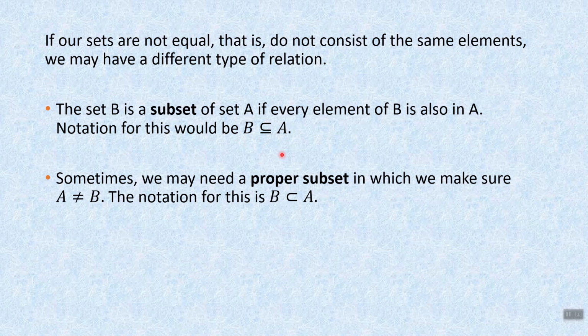Sometimes we need a proper subset in which we make sure that A and B are not equal. And so if they're not equal, we'll remove that line and we'll say that B is a proper subset of A, or B is contained in A.